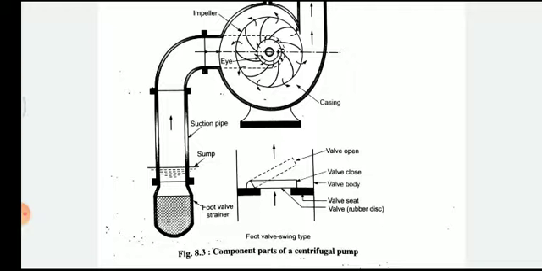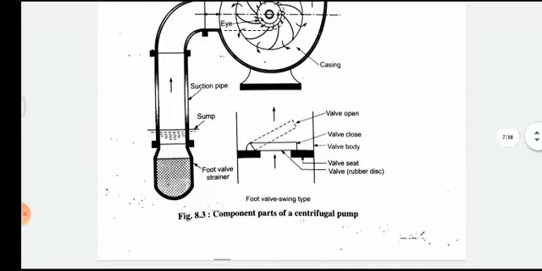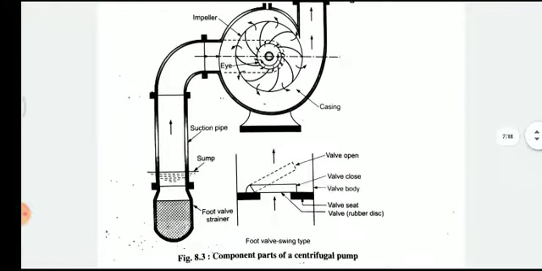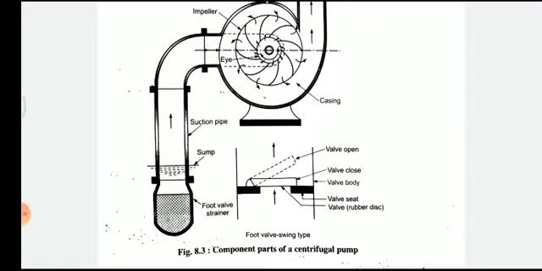It is a type of screening material, a screen fitted to this pipe so that it does not suck in leaves, impurities and other particles. Okay. And on the right-hand side, it is shown as a foot valve, swing type, the foot valve swing system.